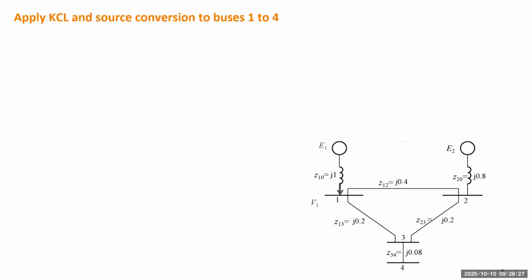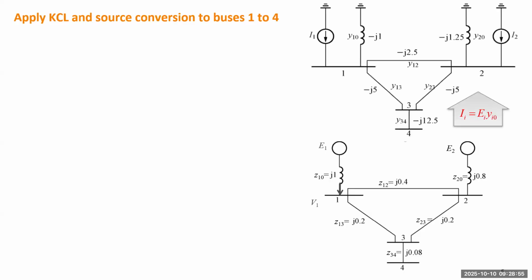Now let's come back to that simple system. It has 4 buses. We just number those buses 1, 2, 3 to 4. Each branch has an impedance. So let's first convert this network to another network using the standard model.